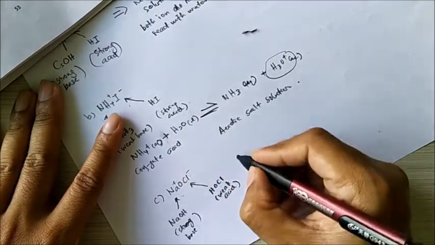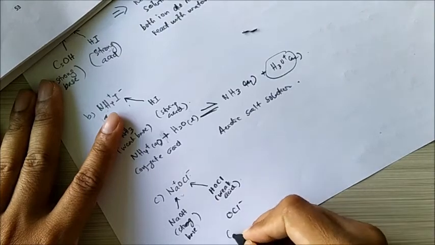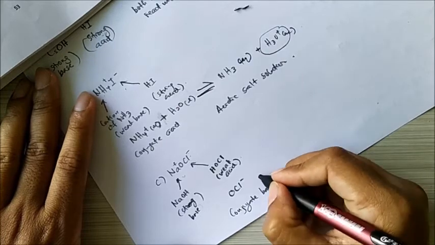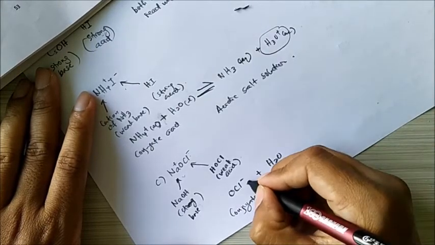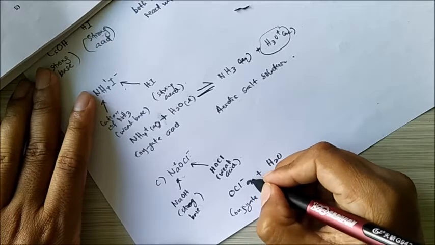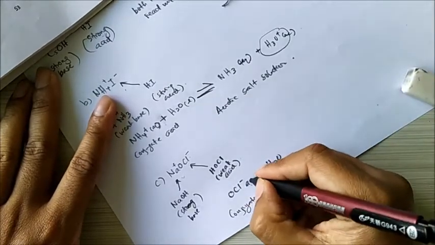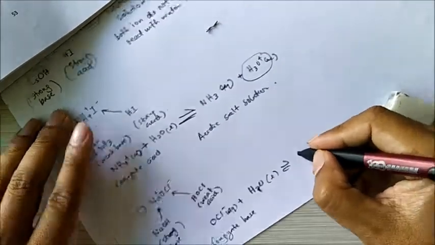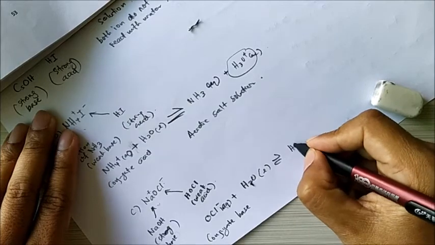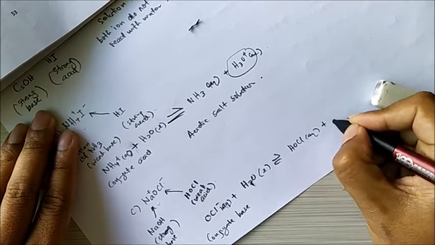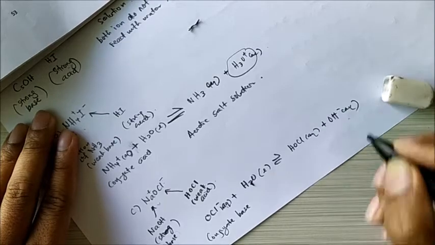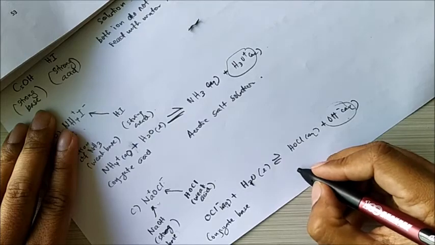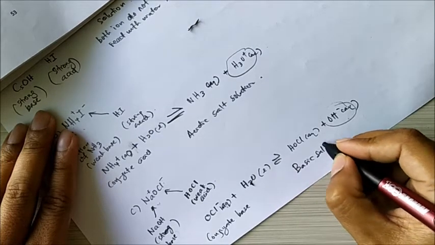So OCl minus is a conjugate base. Therefore, it reacts with water, producing HOCl plus OH minus, hydroxide ion. The presence of hydroxide ion makes the solution basic. So it's a basic salt solution.